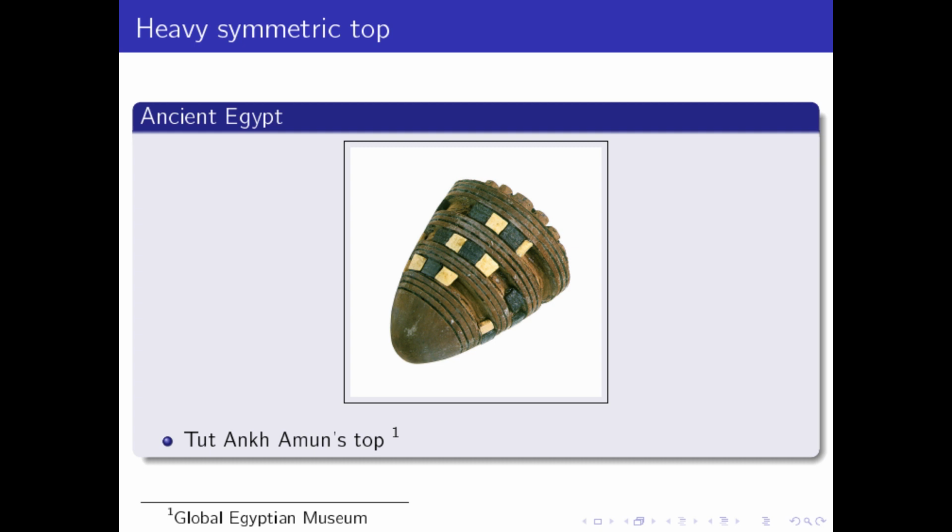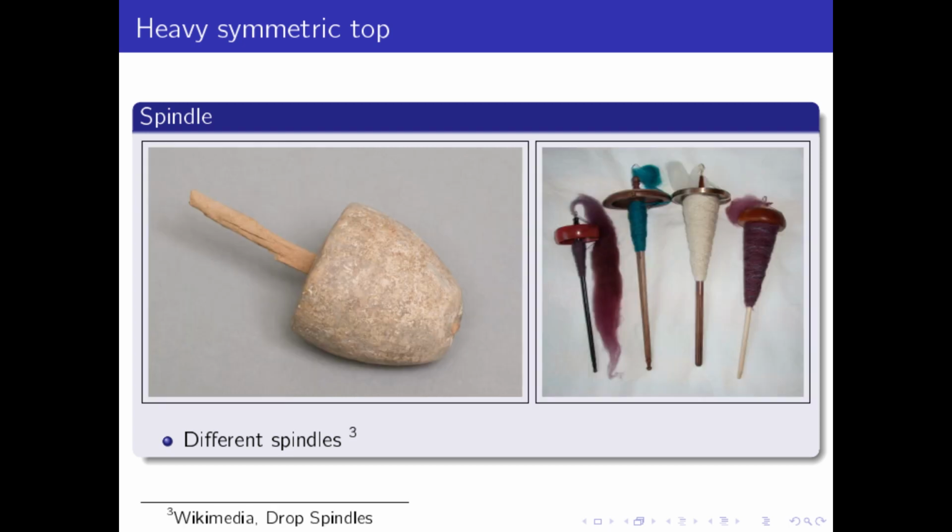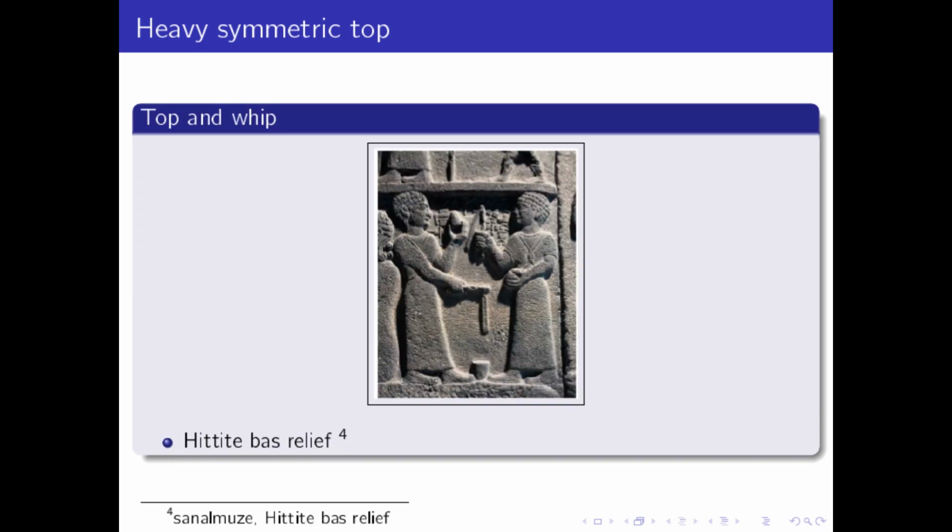One may wonder how humanity discovered the top at the beginning. We don't know for sure, but we can speculate. Here we see an ancient spindle used to make yarn by spinning, and these are more recent versions. The spindle is known in prehistorical times, and there is a possibility that somebody gave a spin to the spindle and observed its motion. As a result of this observation, the children had a new toy to play with, the heavy symmetric top. Now let us continue the history of the top with two more slides.